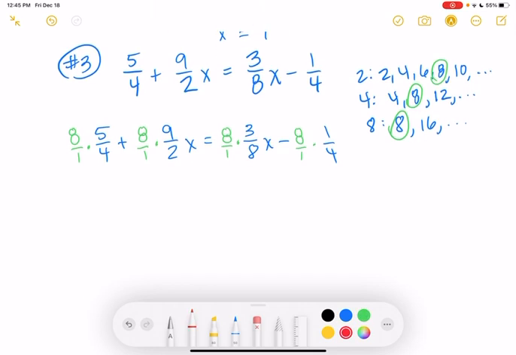All right, how did you do so far? So I did multiples of 2, 4, and 8. Found that the lowest common multiple was 8. Rewrote my equation with some space and multiplied every single term by that 8.